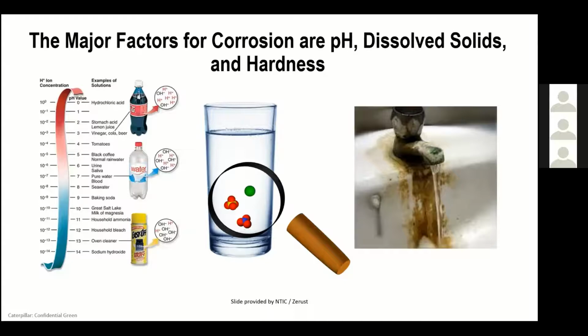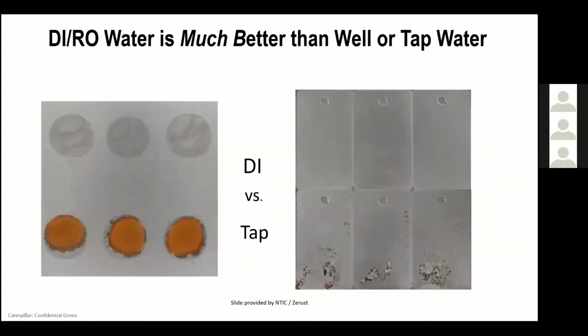But the bottom line is hardness causes some issues when it comes to corrosion. It also leads to an increase in dissolved solids. And as I mentioned before, the more dissolved solids you have, the higher the conductivity, and the conductivity of the water is going to make it more corrosive. So those are the three points.